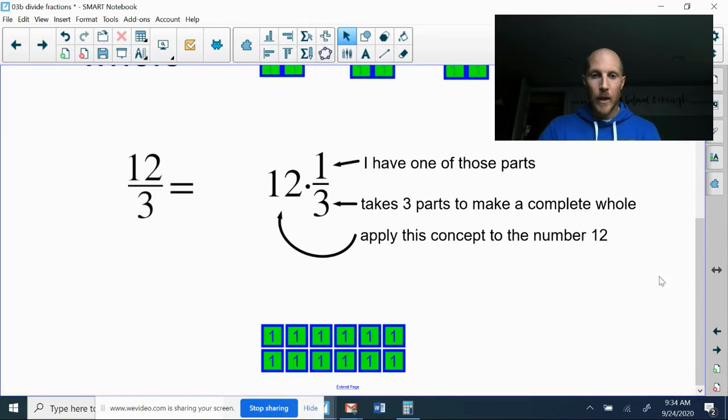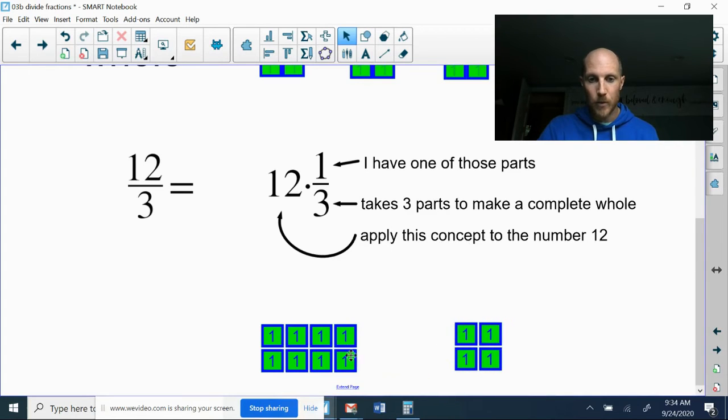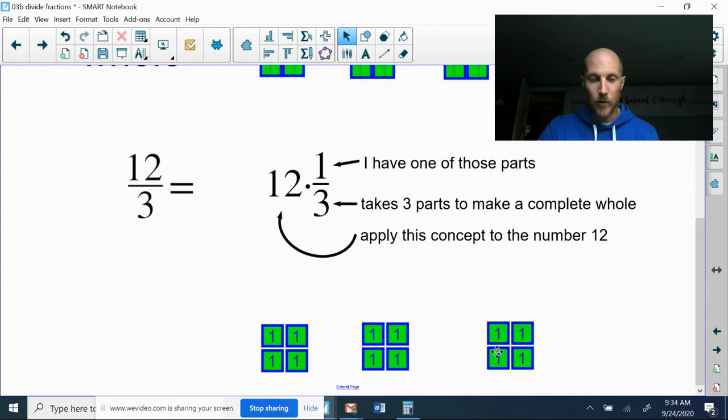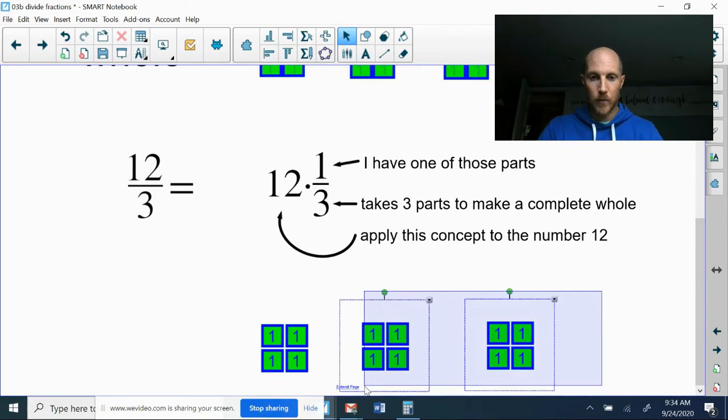Okay, so if I have 12, right? It takes 3. So I'm going to work backwards through these 3 little illustrative explanations. So I'm going to apply the concept to the number 12. So here's a representation of 12, an illustration. It takes 3 parts to make one complete whole. So I'm going to break this apart into 3 parts. It takes all 3 of those to make one complete whole. But in this case, I only have one of them, right?